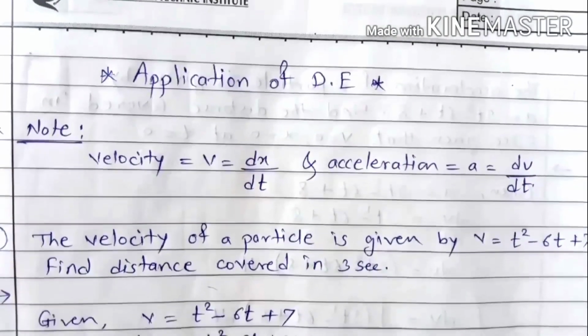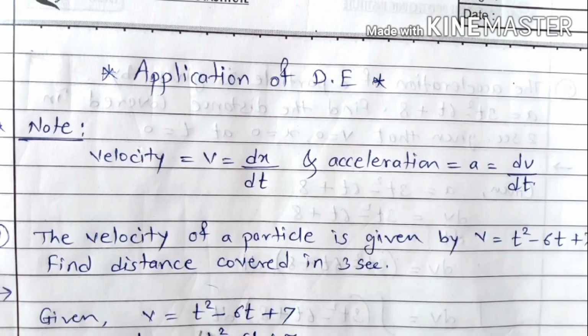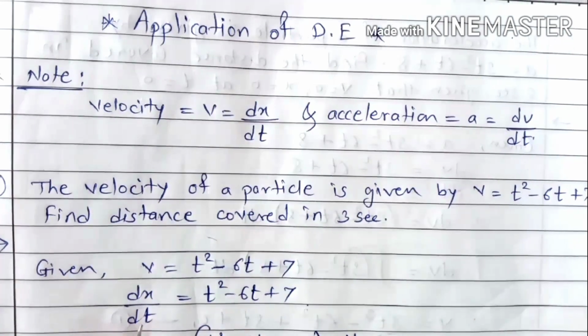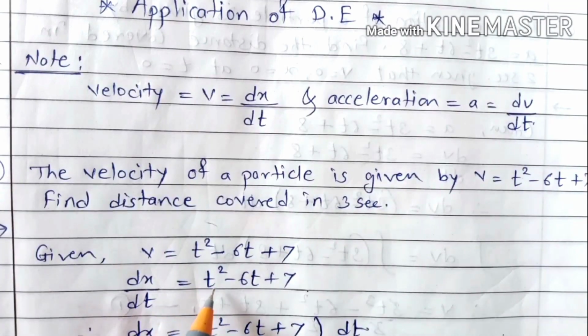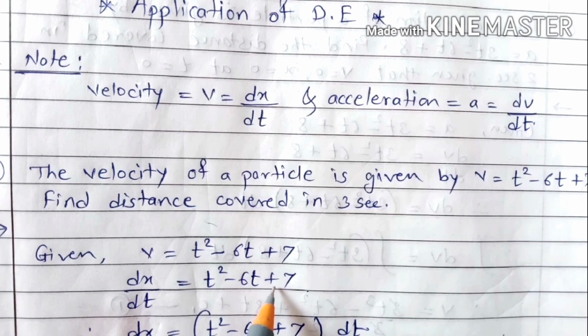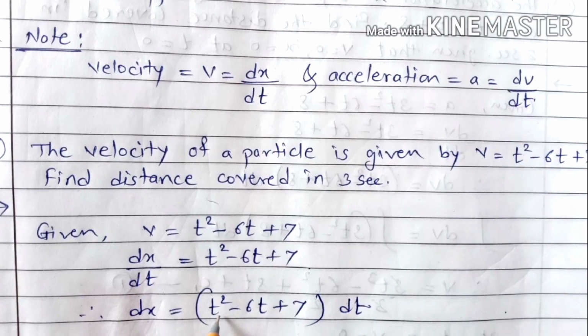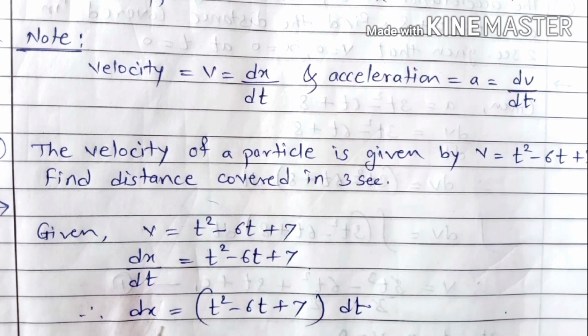It is given that v equals t square minus 6t plus 7. As we know, v equals dx by dt, so we put dx by dt instead of v. It becomes dx by dt equals t square minus 6t plus 7. We shift this dt to the right side, then it becomes dx equals (t square minus 6t plus 7) into dt. Here we separate the variables x and t onto opposite sides.